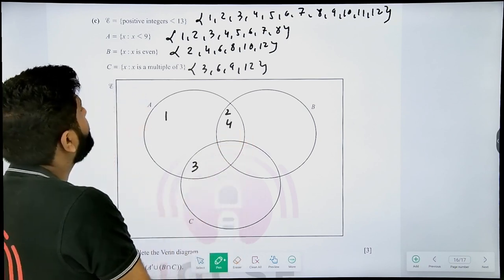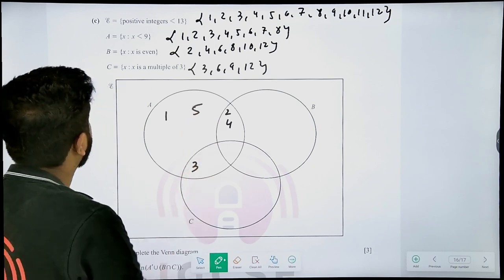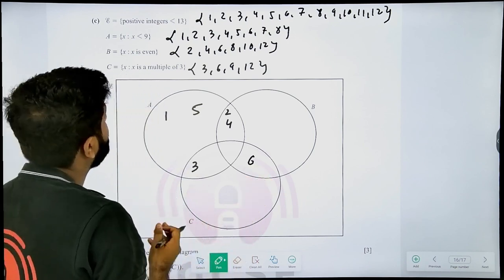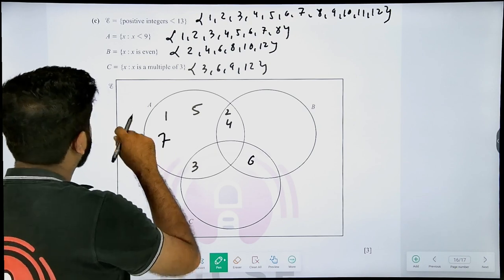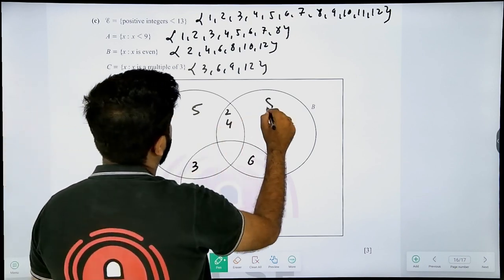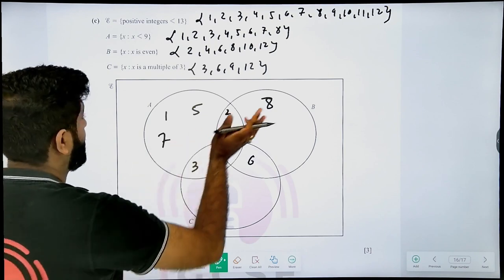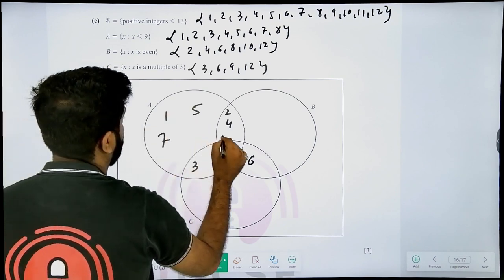Okay, then I have 5. 5 is only a part of A. Okay, 6. 6 is a part of B and C. Then I have 7. 7 is a part of A. 8. 8 is a part of B, and sorry, 8 is not only a part of B, it is also a part of A.